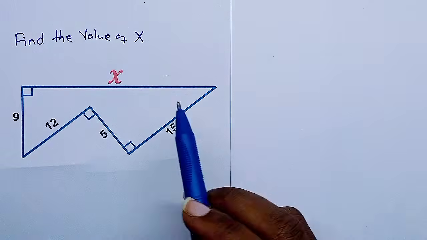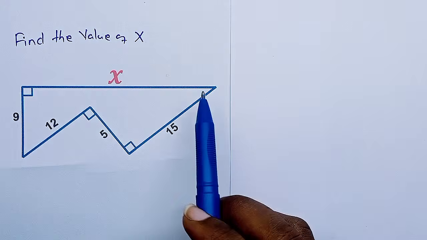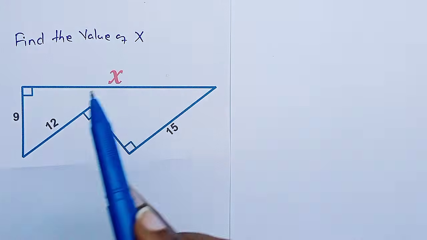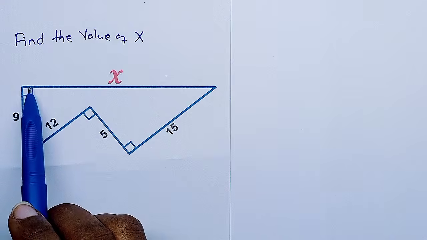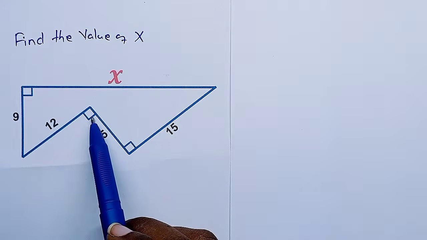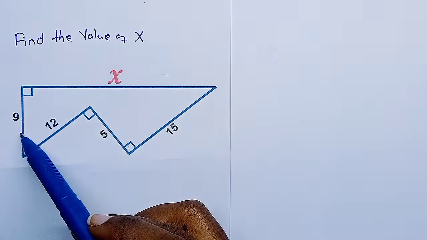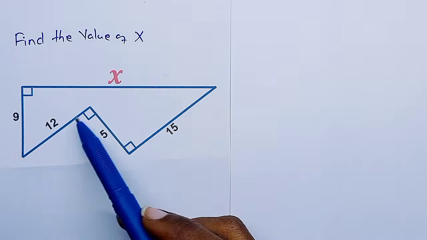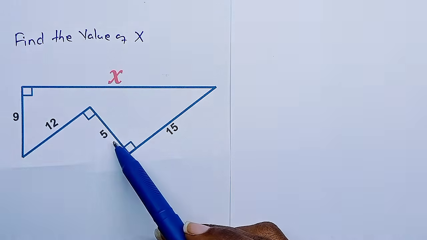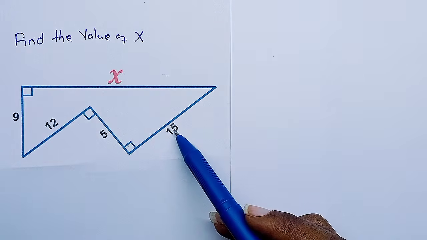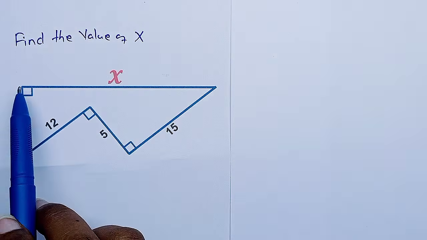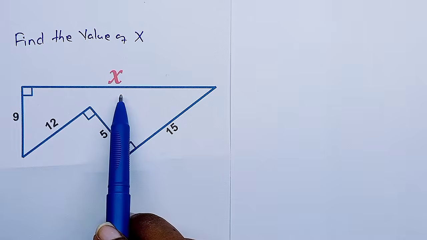In this video, we have this figure and they want us to find the value of x. So they've given us this figure where this here is 90 degrees, this here is also 90 degrees, and this is 90 degrees. This side length is 9, this side length is 12, this side length is 5, and this side length is 15. So they want us to find the side length x.